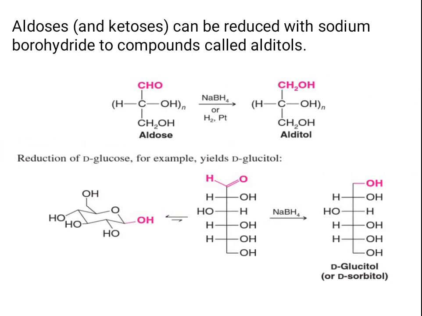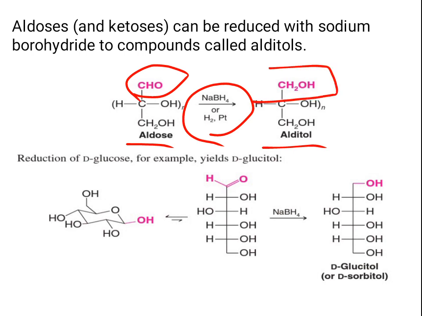Reduction of monosaccharides. Aldoses and ketoses can be reduced with sodium borohydride to compounds called alditols. So you take an aldose, add some sodium borohydride or H2/Pt, that means hydrogen with platinum, or even you can take palladium. So you will get an alditol, where this CHO group will be converted into a CH2OH group.